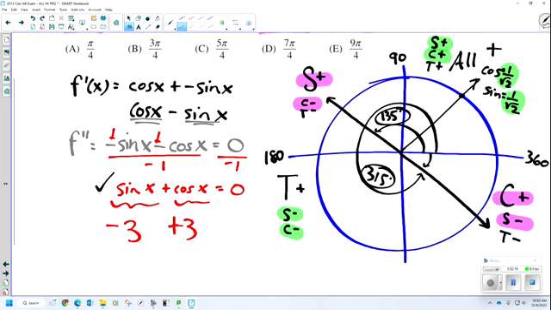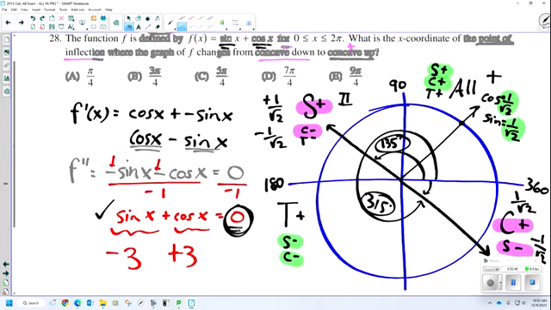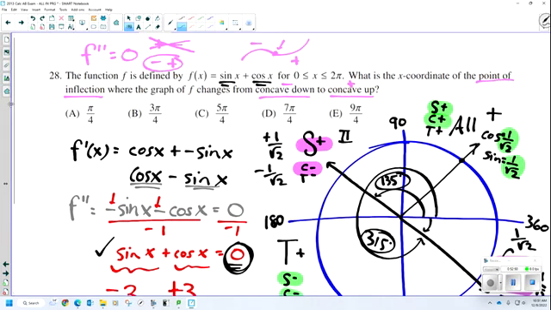Because in the second quadrant, my sine is a positive 1 over radical 2, and my cosine is a negative 1 over radical 2. If I combine them, I get my 0. And in the fourth quadrant, my cosine is the positive 1 over radical 2, and my sine is the negative 1 over radical 2. If I combine those, I will get 0 again. However, both of those aren't my answer. Remember, it needs to go from a negative value to positive of my second derivative.